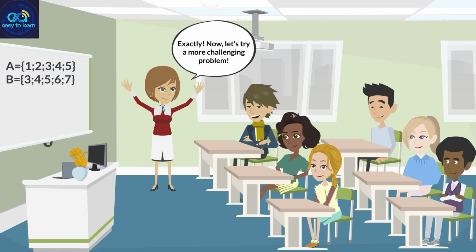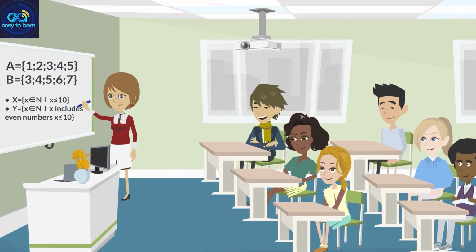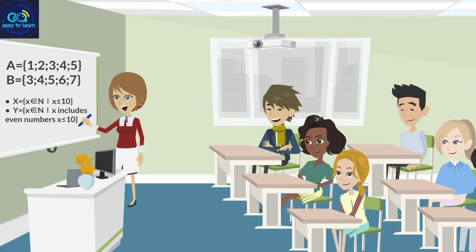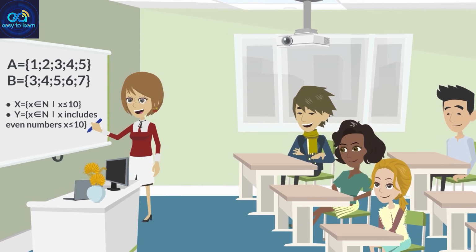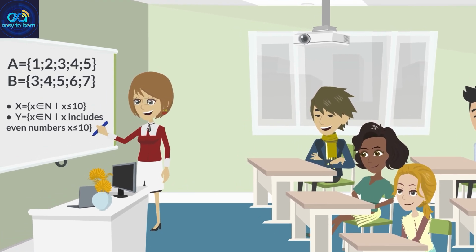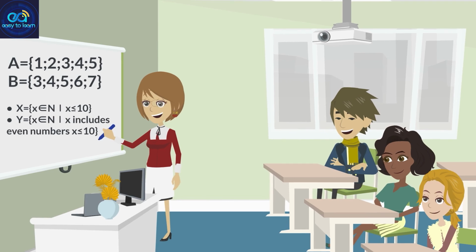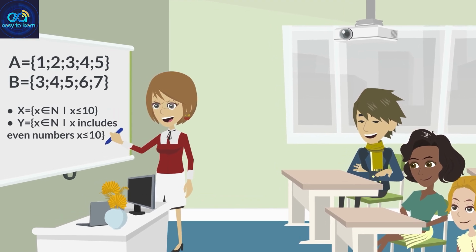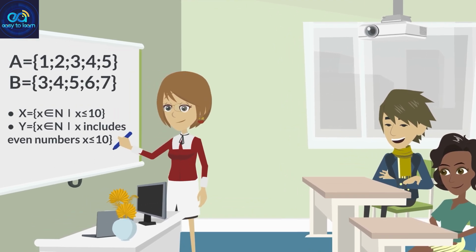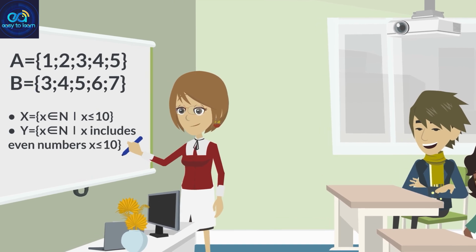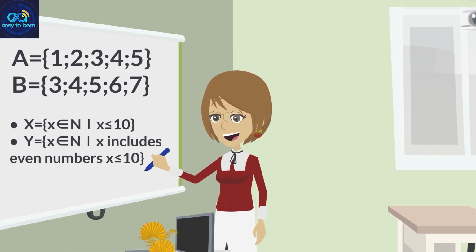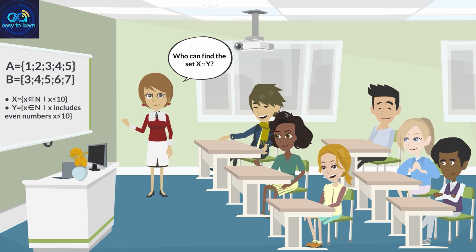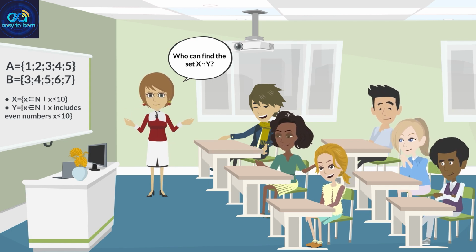Exactly. Now, let's try a more challenging problem. Set X: x is an element of the whole numbers, x is less than or equal to 10. And set Y: x is an element of the whole numbers, x is an even number, and x is less than or equal to 10. Who can find the intersection of set X and set Y?